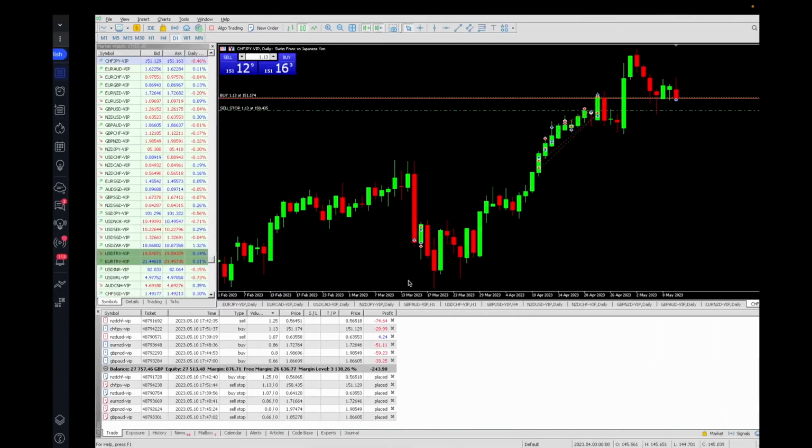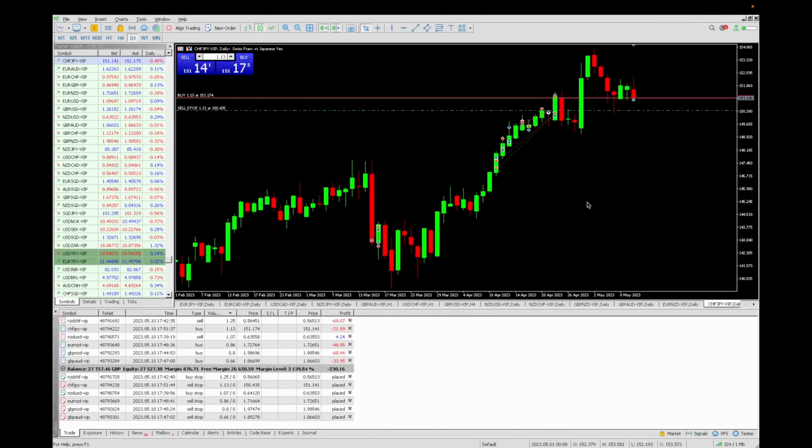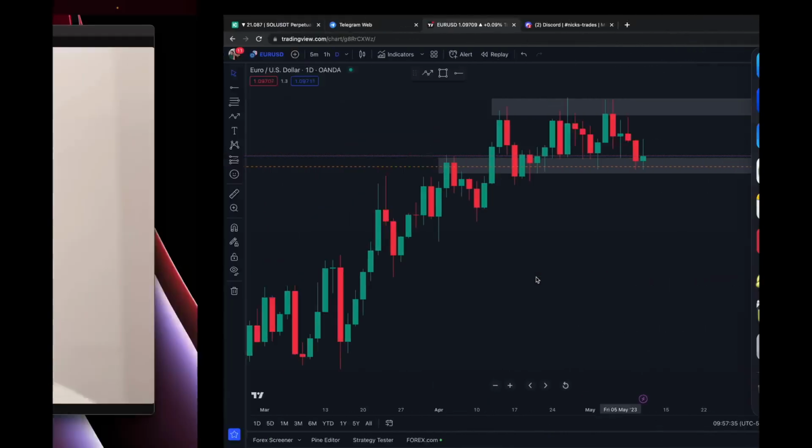It did take me a second to put all these in, I had to go to the position size calculator and calculate everything and get it all planned out. But yeah, so now it's all done. Everything's all set. Now it's just a matter of waiting for them to play out.